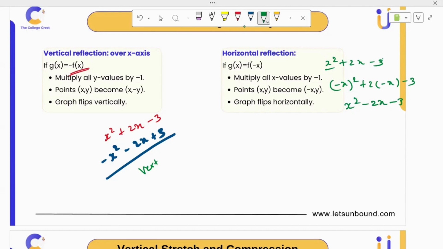It depends on the function. So for horizontal, only x values you multiply with negative 1. Here, the full function you will multiply by negative 1. And points (x, y) will go to (x, minus y). This will go to (minus x, y). Right?